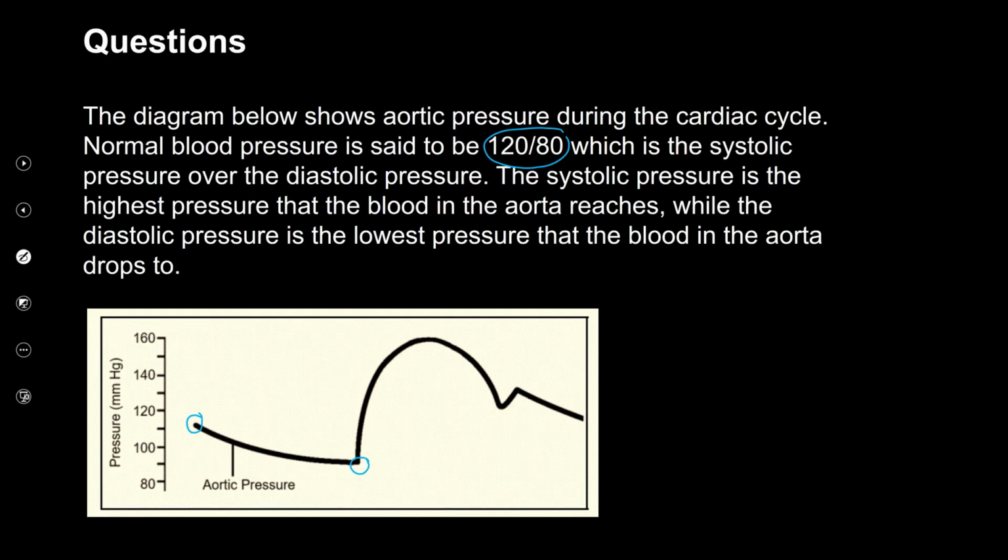So what it is basically, as we said, is your systolic when your heart contracts, and then your heart at rest. The systolic pressure is the highest pressure that the blood in the aorta reaches. So that's going to be over here. While the diastolic pressure is the lowest pressure that the blood in the aorta reaches. So we're going to look at that one. That's going to be a normal one, but have a look here, we're going to have a high one.